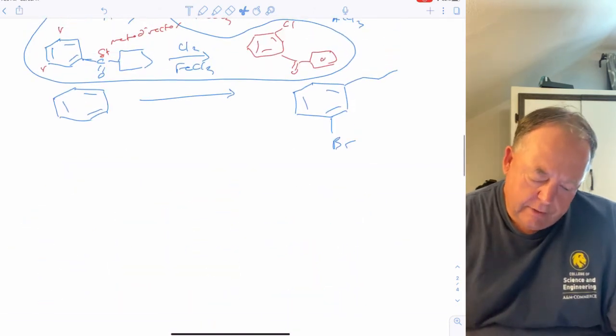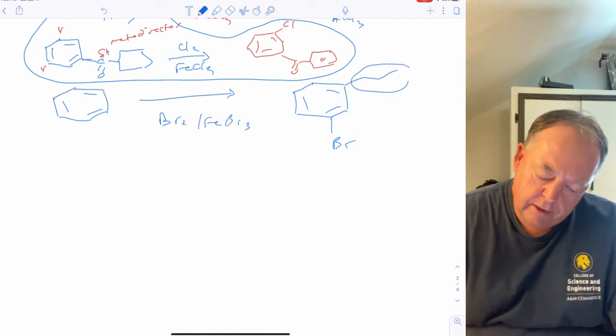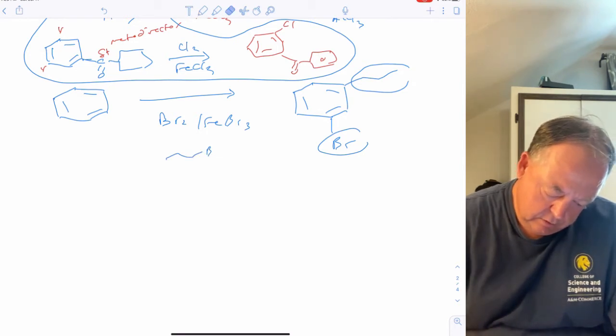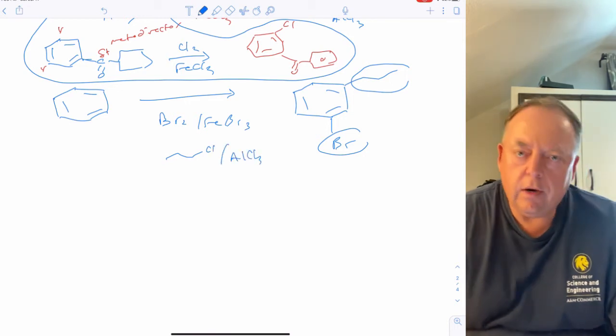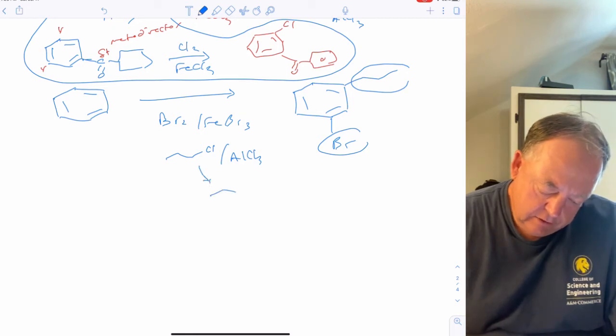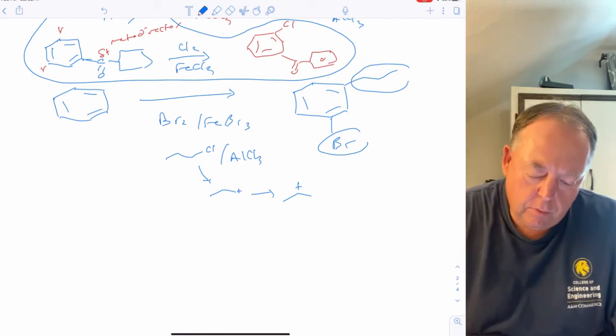Okay, so you want to put a bromine on the ring, so the recipe for that is Br2, FeBr3, and you want to put a propyl group on a ring. And so what you want to recognize is this will not work, right? Because that would rearrange, make that carbocation, which would rearrange to that. And so you would end up putting an isopropyl on a benzene ring and not a propyl.